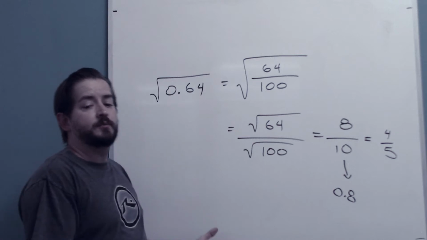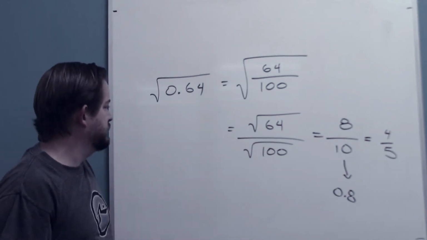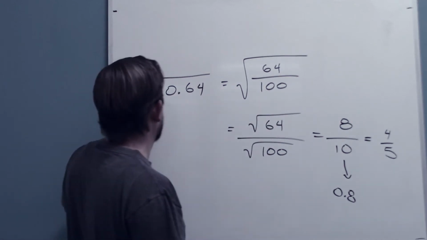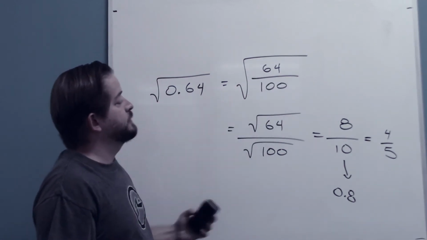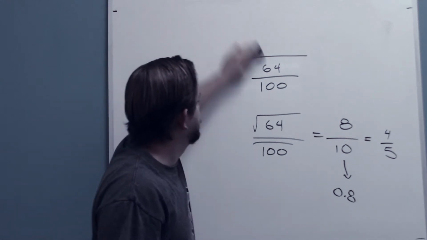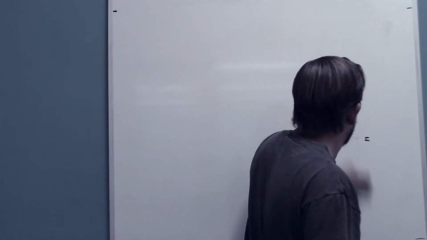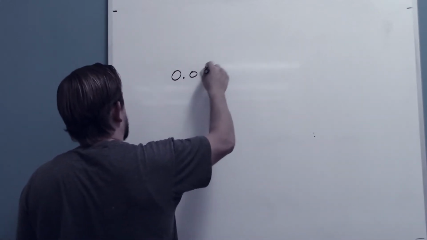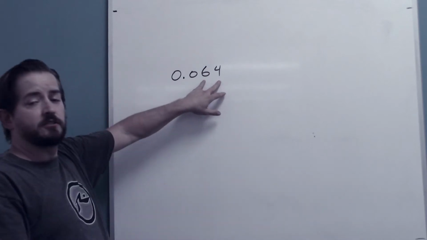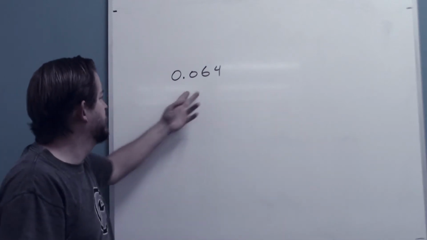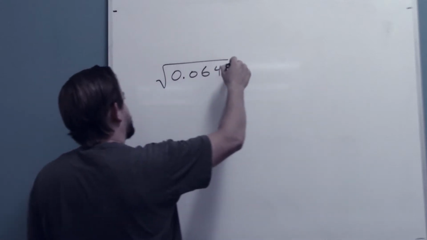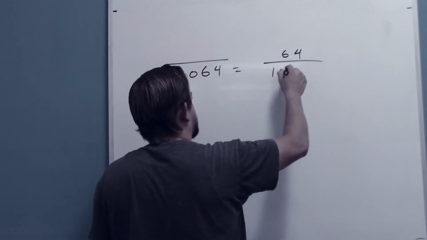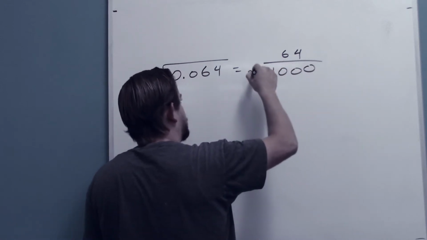Now that's not to say that this method will work with every decimal. This one just happens to work because it's over 100, and that's a nice value. It also happens to have had a 64, which is a nice value. So if I take a look at, say, 0.064, you look at that and say, oh, 64 again, there's going to be an 8 in here. But if I try to take the square root of this and do the same method, I would have to write this as 64 over 1,000 instead of 100.